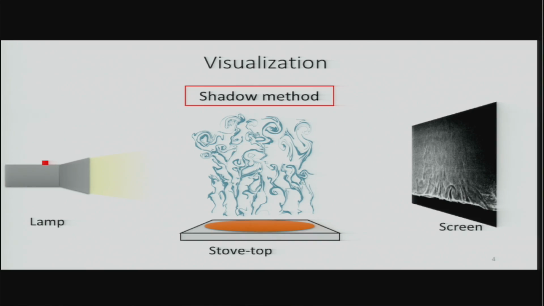At first, let's try to look at our density fluctuations with our own eyes. We used the shadow method. We have a lamp, we have a stove top, from which the flows lift, and then we have a screen on which we can see the shadows of these flows. Here you can see the pictures.